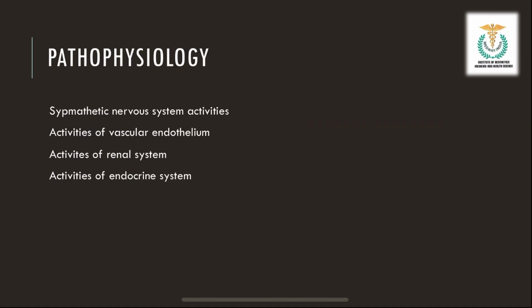Moving on to the pathophysiology. So the normal blood pressure is maintained by four mechanisms: sympathetic nervous system activities, activities of vascular endothelium, activities of renal system, and activities of endocrine system.